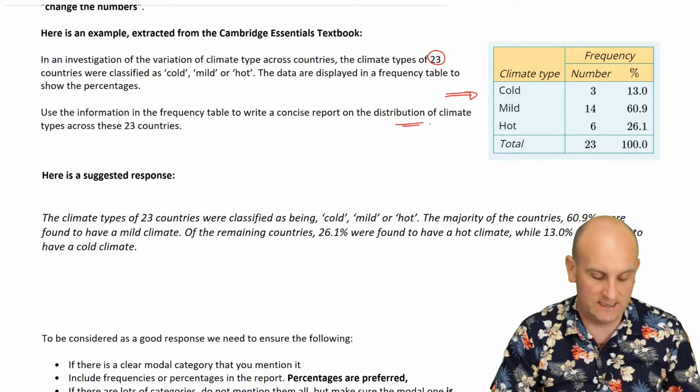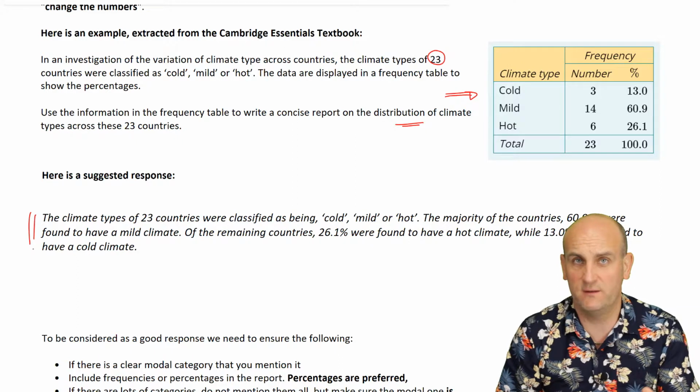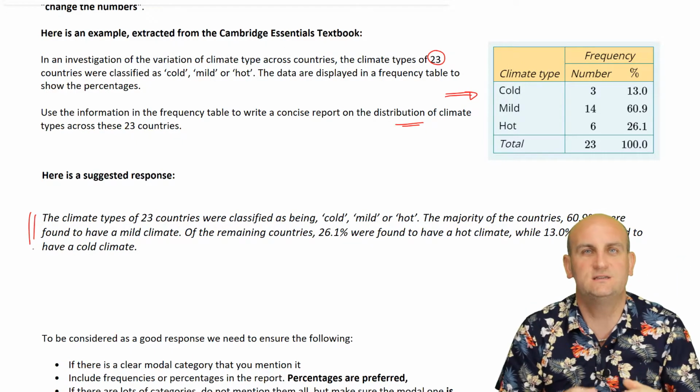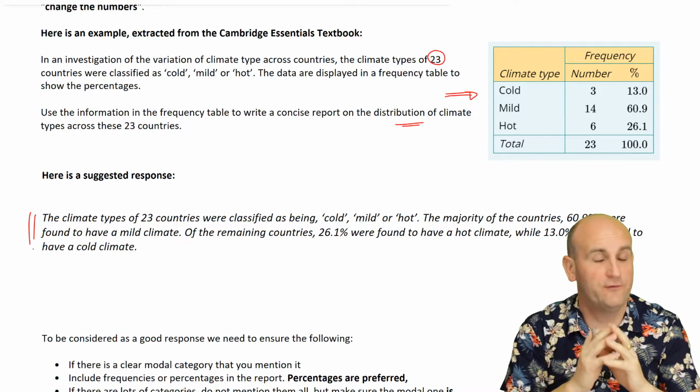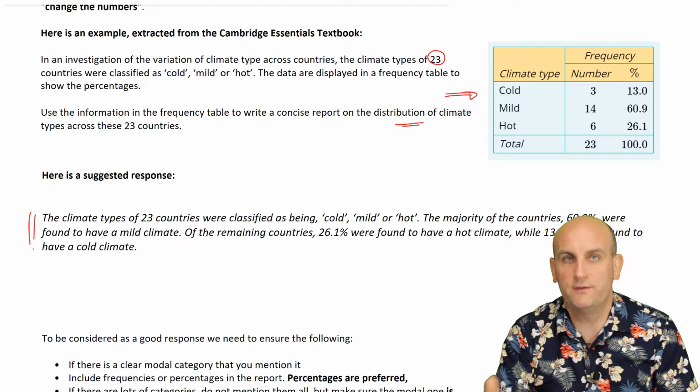And I'm going to leave that in. This was a suggested response. In many cases with further maths, you can actually snip that out and use it as a scaffold. You can use it to help you write responses for other questions. That's the great thing about further maths. So this is what the suggested answer was.